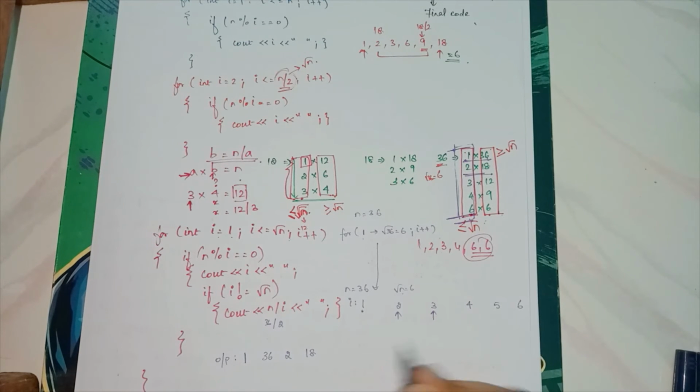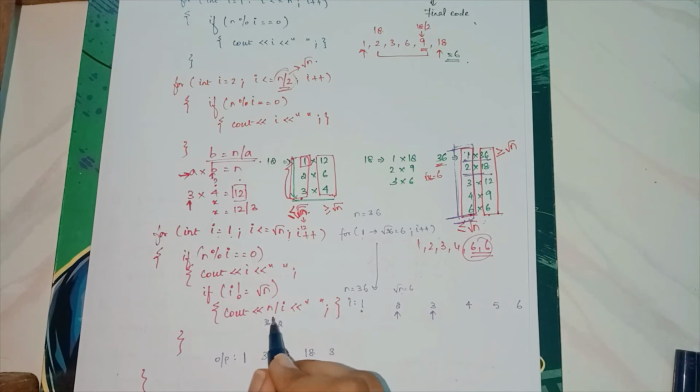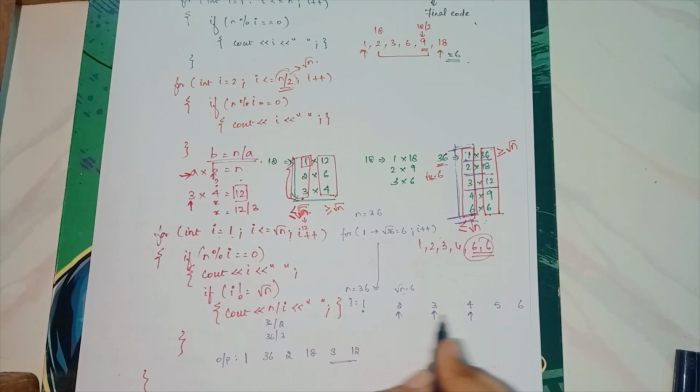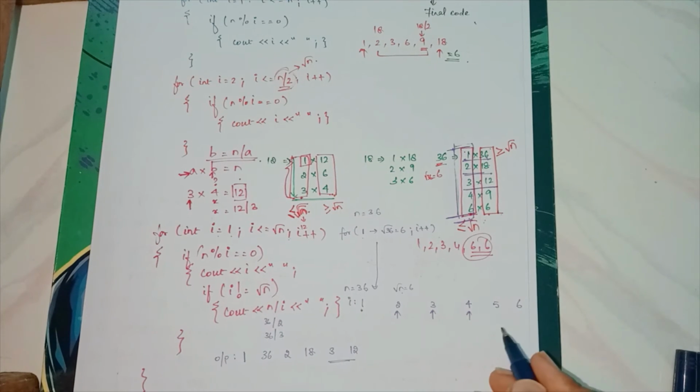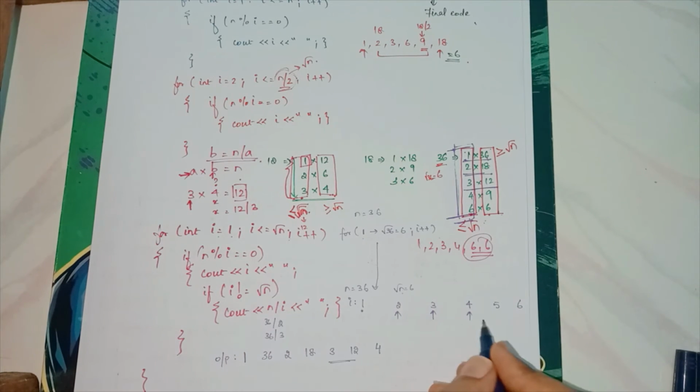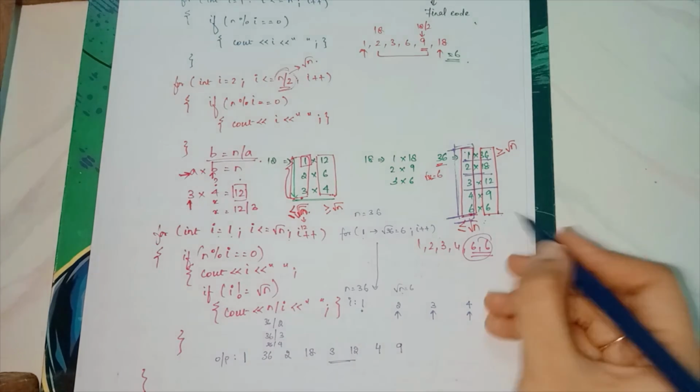Now, third iteration, i is 3. Is 36 divisible by 3 first? Yes, of course it's divisible. So print 3. If i is not equal to root n, if 3 is not equal to 6, what will happen? I proceed further and then I'll display n by i, that is 36 divided by 3. So what is 36 divided by 3? It is 12. So if you see, we got this 3 cross 12. And similarly 4. 36 mod 4, yes, of course, it's divisible. So we'll display 4. Is i not equal to root n? 4 is not equal to 6, right? So we have 36 divided by 4. So 36 divided by 4 is what? 9. You see, you got this.